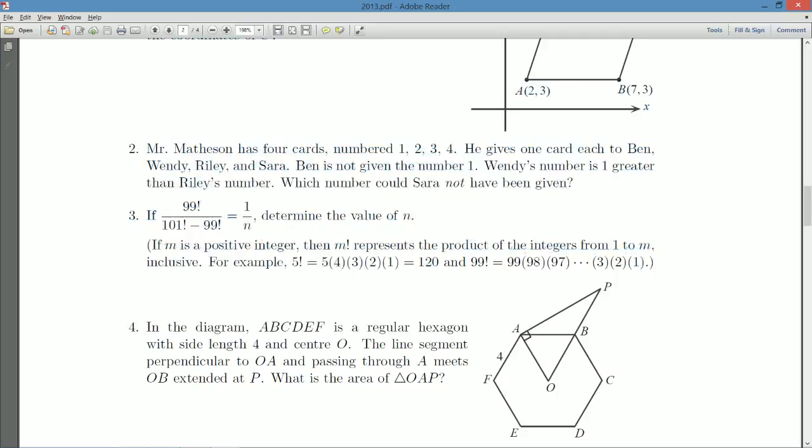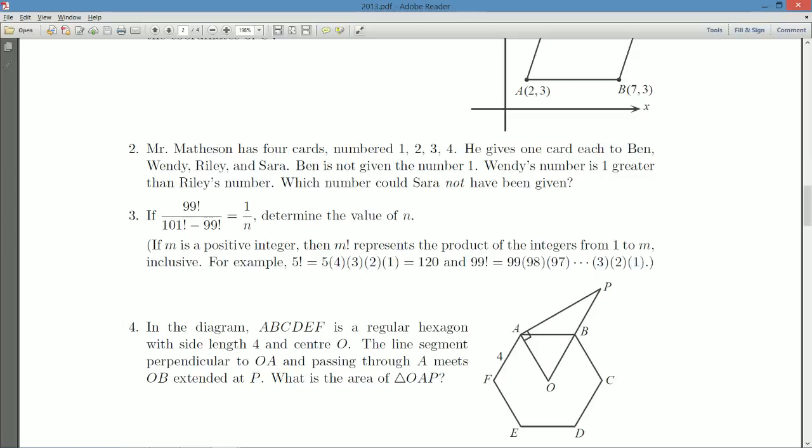We get 120. 99 factorial would be 99, 98, 97, 96, all the way down to 4, 3, 2, 1, multiplying all those together. It's a big number. Last I checked, my calculator only goes up to 70 factorial. Yours might be in a similar boat. But yes, 99 factorial is certainly a big number. It's not something we want to write down, is sort of the point.